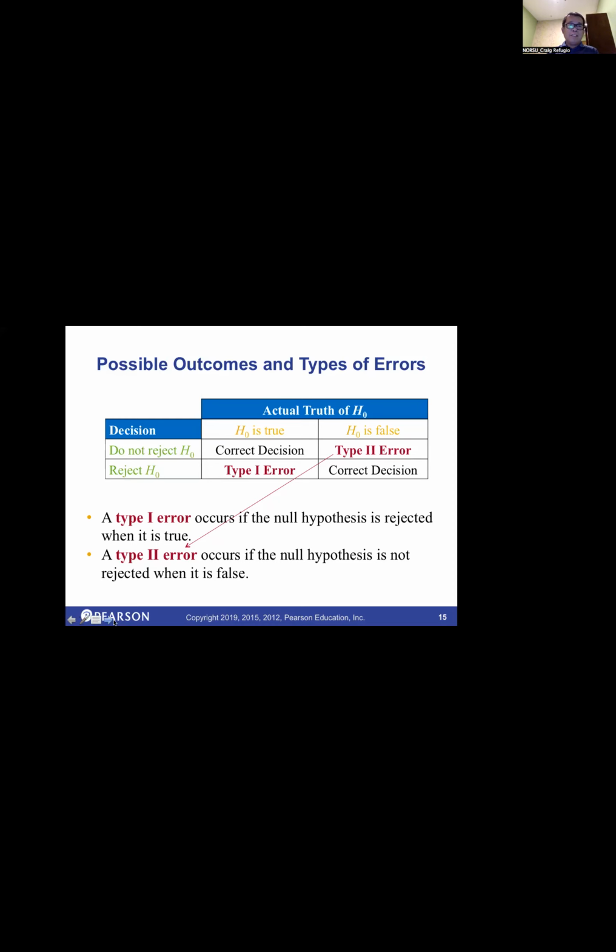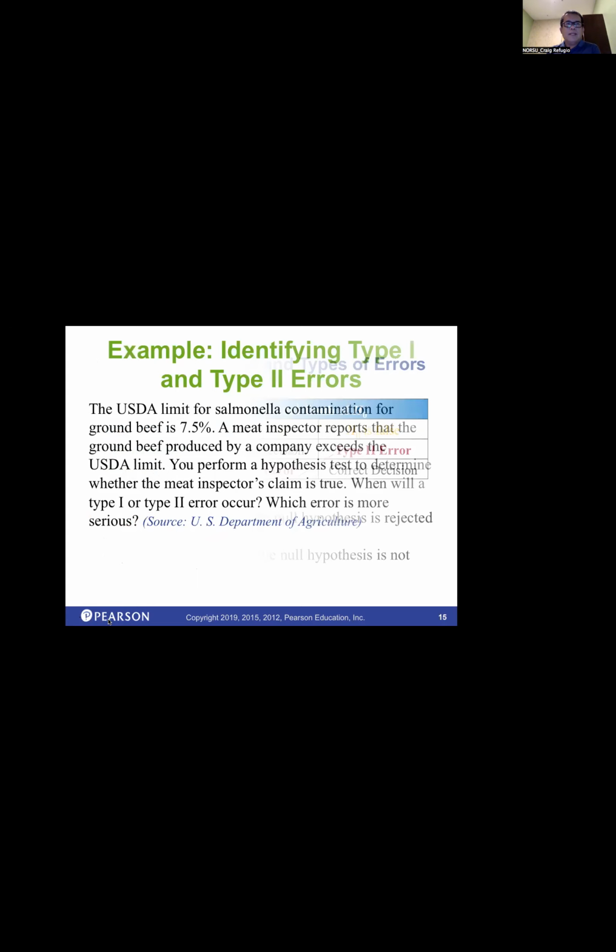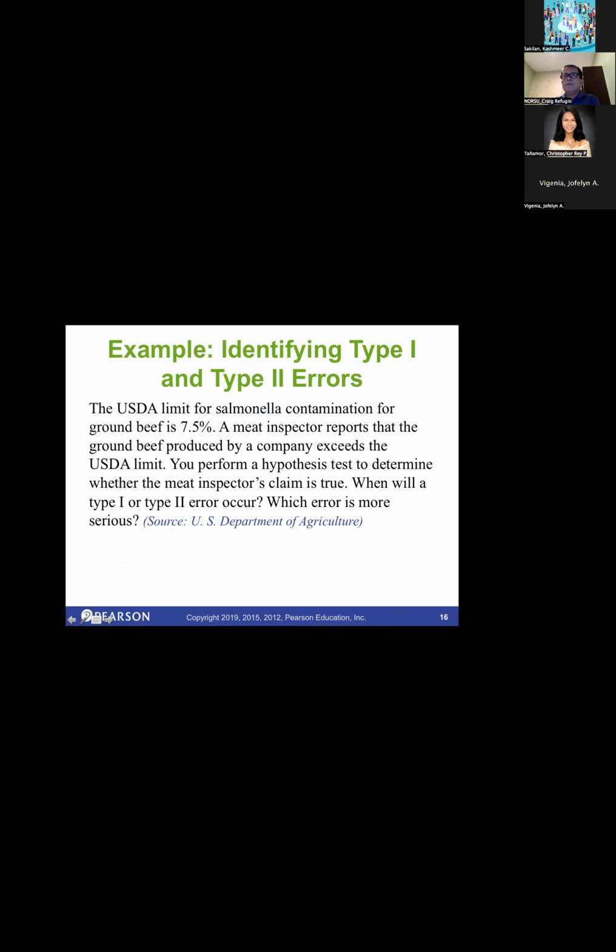So any clarification before I go to the next slide? Answer. Answer. Okay, thank you. So I'll go to the example. Any volunteer to read the example on the slide? Hello? Any volunteer? Can I do, sir?